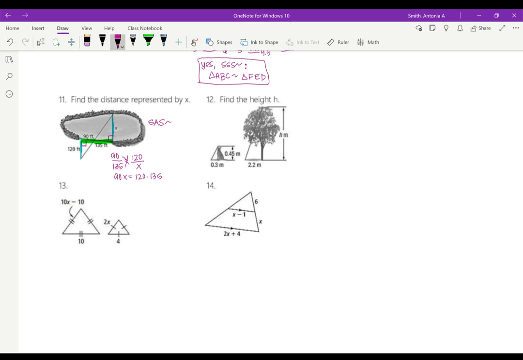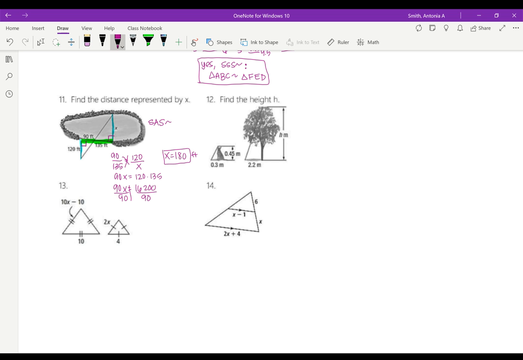There it is. So 120 times 135, 16,200. But that's okay. It's really big. We're gonna make it smaller when we divide by 90. We get 180. Okay, and this is feet.